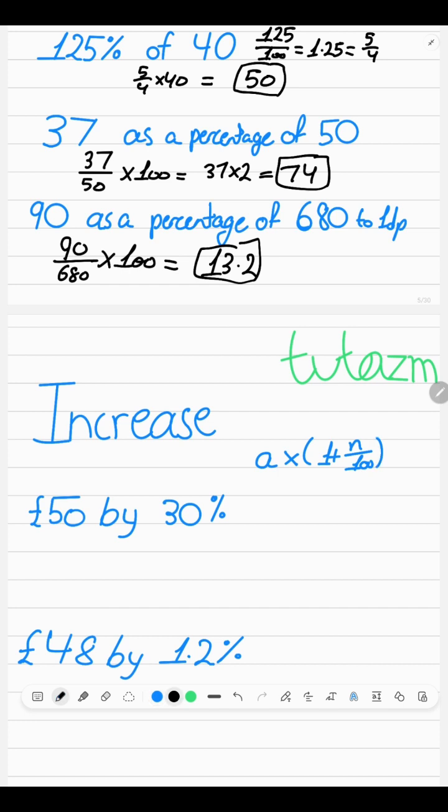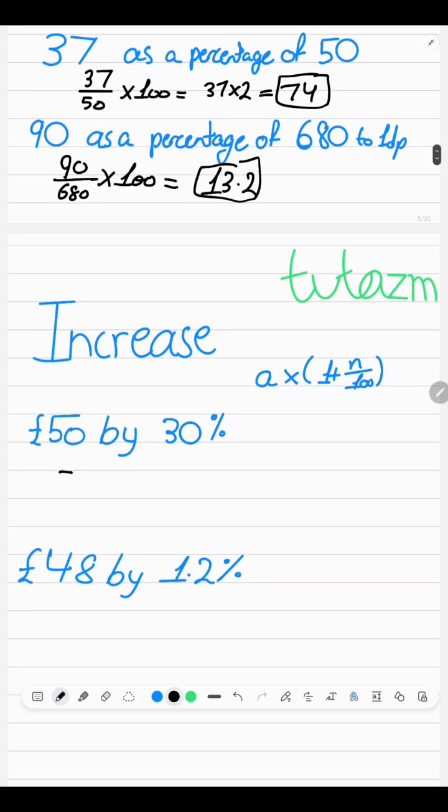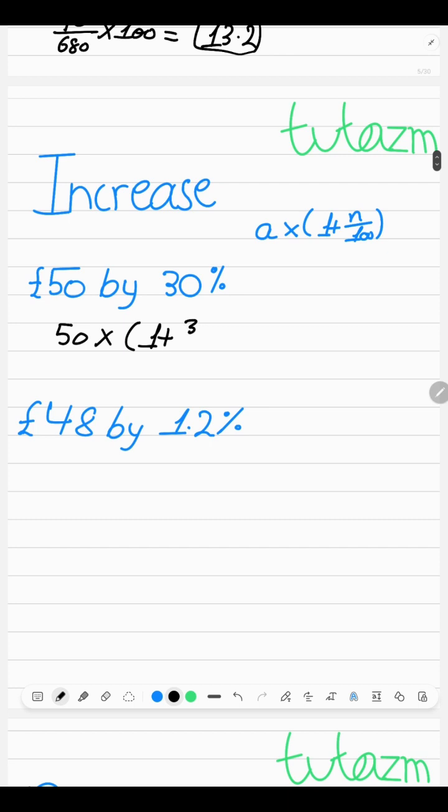So if we have a look at what that looks like here, that would be 50 times by 1 plus 30 over 100, because 30 is our percentage. And what that would give us would be 50 times 1.3, and then we can put that in our calculator again. So 50 times 1.3 gives us 65 pounds here as our final answer.